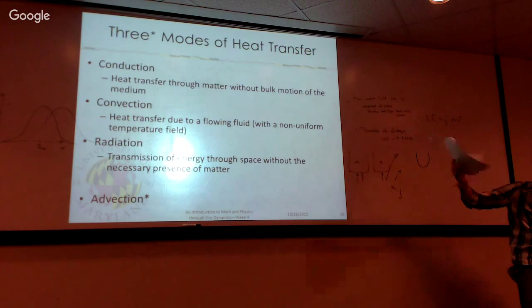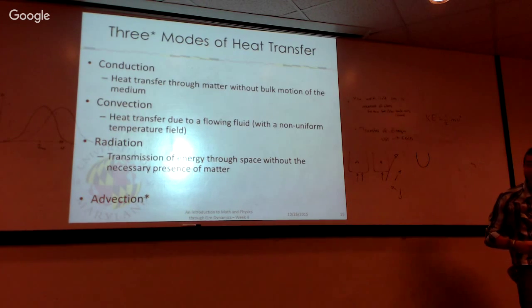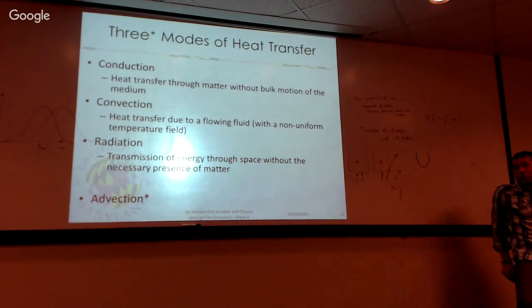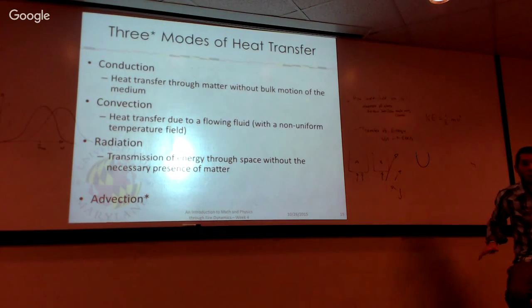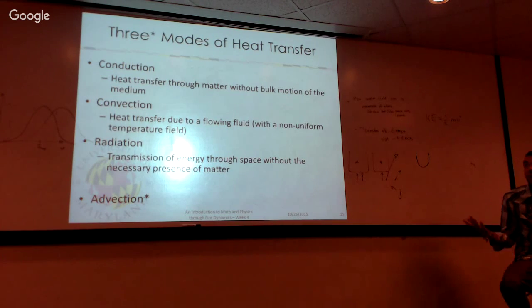For now, we're just going to learn the three different modes of heat transfer. So we have conduction, convection, and radiation. Conduction is the easy one. It's the transfer through matter, actual motion of the medium. All right, so that's what we're defining it as. So let's give a colloquial definition and how we would normally see that.